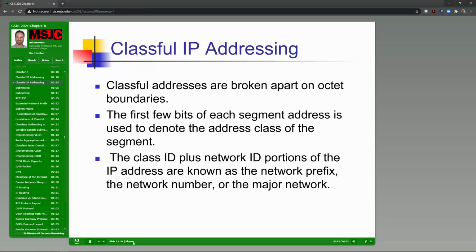This slide basically reiterates what I was just telling you. Classful addresses are broken apart on octet boundaries. The first few bits of each segment address is used to denote the address class of the segment, and the class ID plus the network ID portions of the IP address are known as the network prefix, the network number, or the major network.